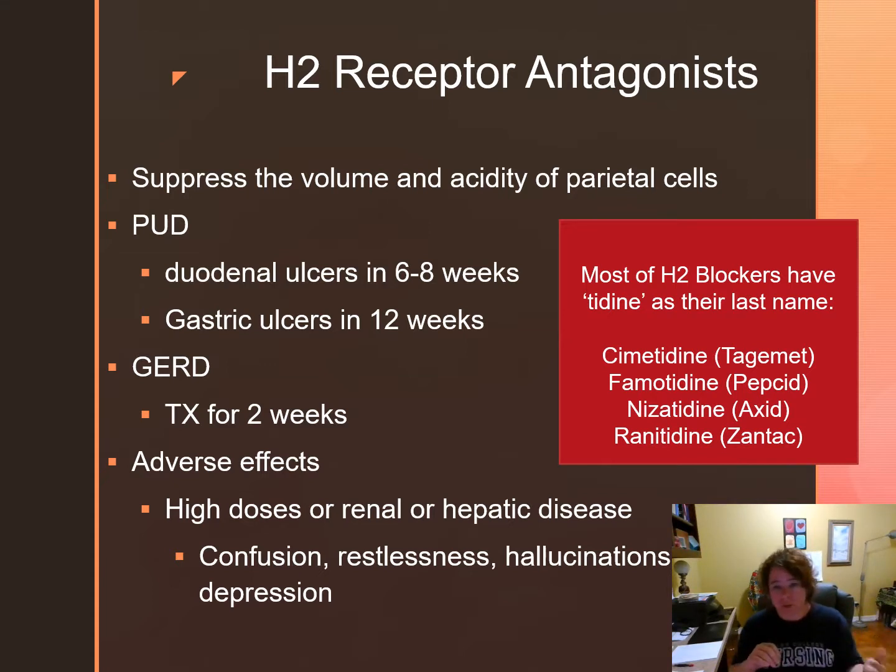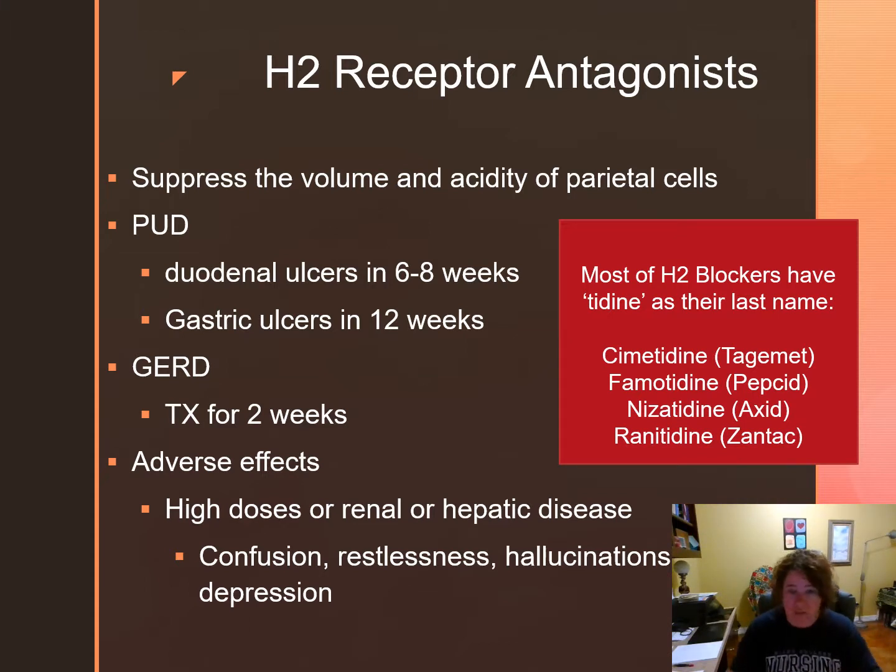So the H2 receptor medicines, these are the medicines that you know and love. They are sold over the counter. Most of these H2 blockers have the last name as tidine, as in cimetidine, famotidine, nizatidine, and ranitidine, however you want to say that. All of these medications are over the counter with the exception of Axid. Axid has still held on to its patent.